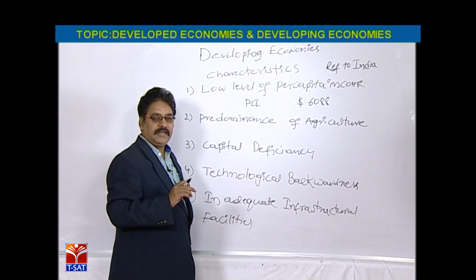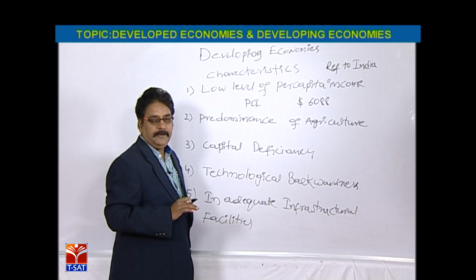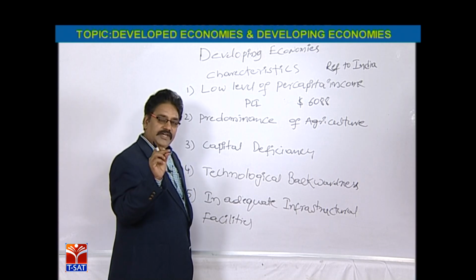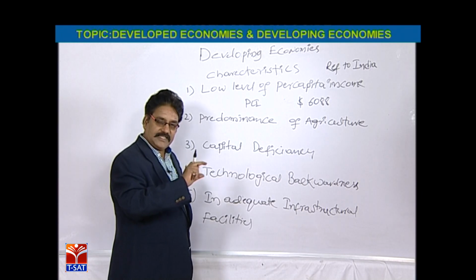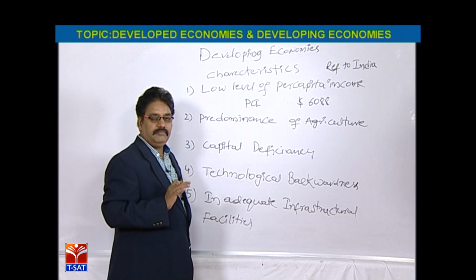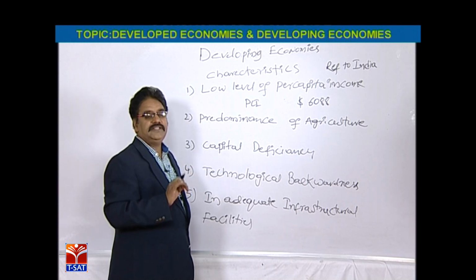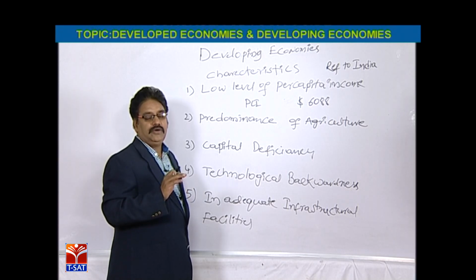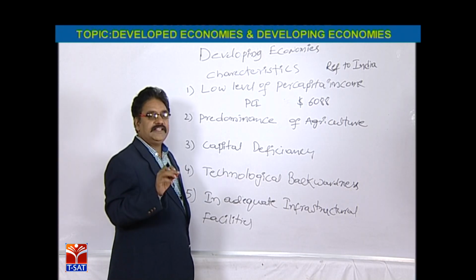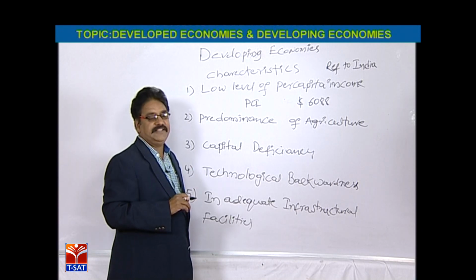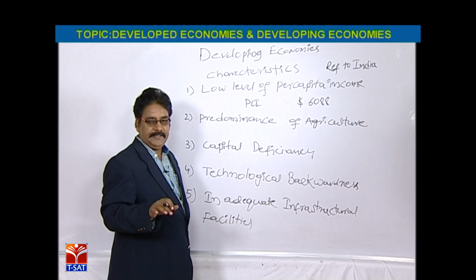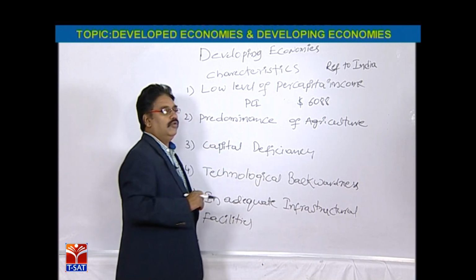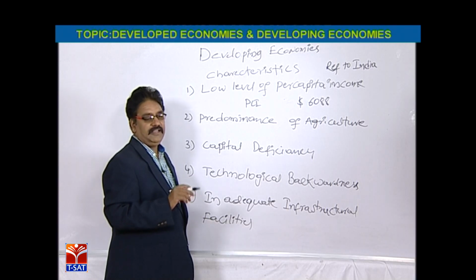There are many reasons for the low level of per capita income. Mainly we can observe a low growth rate of national income. National income is growing to some extent, but at the same time population is also increasing. So per capita income is not increasing as much as national income, because the population growth rate is also very high. That is why we observe low per capita income in developing economies.